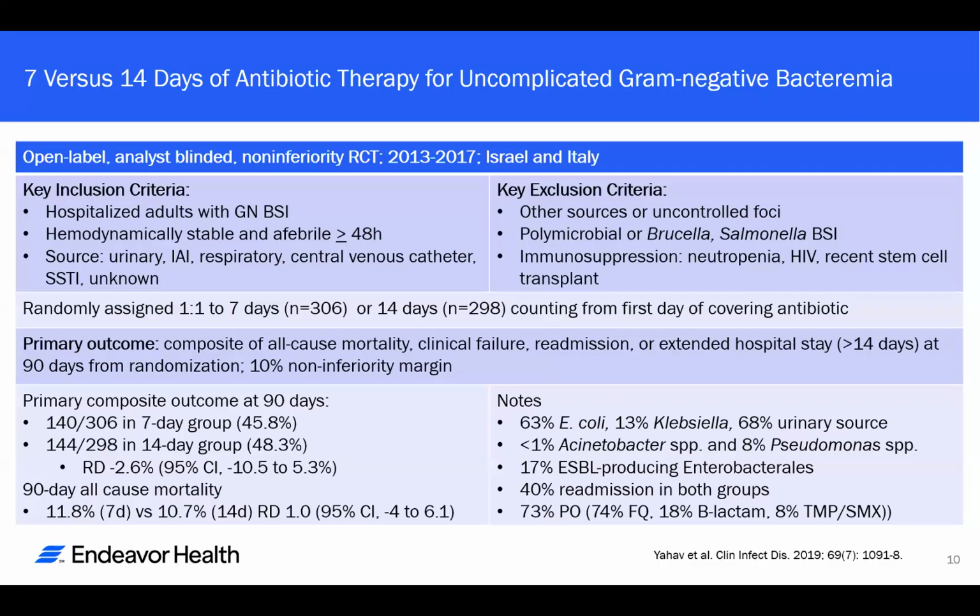What I want to point out is that 63% of these patients had E. coli infections, 13% Klebsiella, so those were really our big two. 68% were from a urinary source, followed by intra-abdominal. We have very little variety of other bacteria included, so less than 1% Acinetobacter, only 8% Pseudomonas, and a minimal number of ESBLs. The primary driver of the primary outcome in both groups was readmissions, so just something to be aware of. And we had 73% of patients that were switched to oral antibiotics at some point, with 74% of those being fluoroquinolones. So that'll foreshadow our IV to PO discussions.